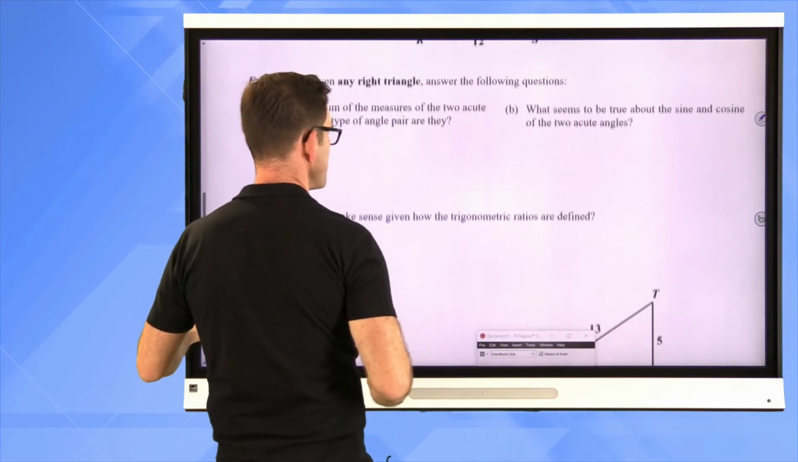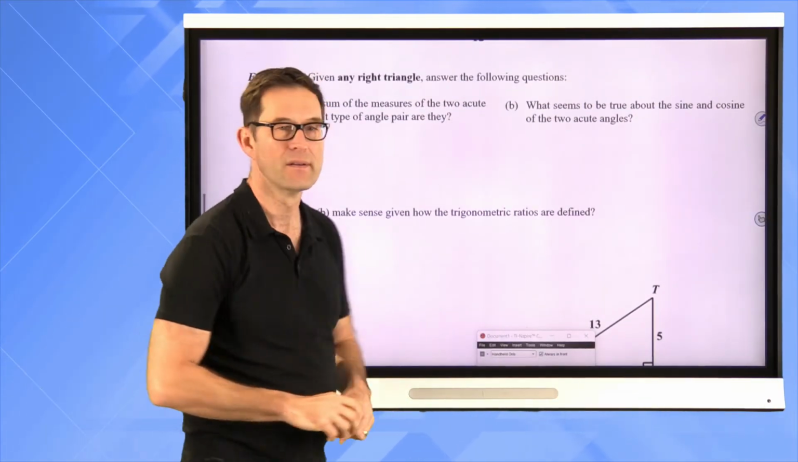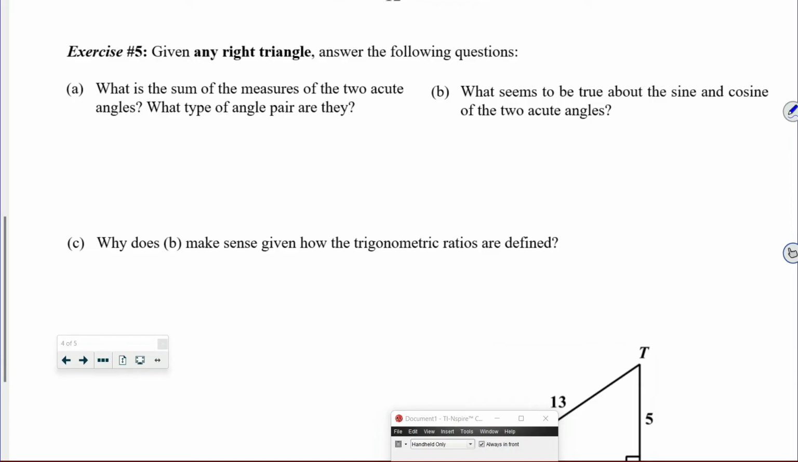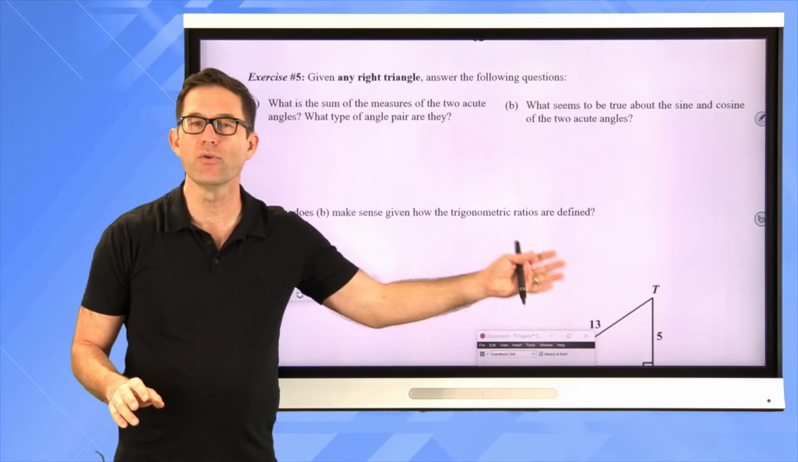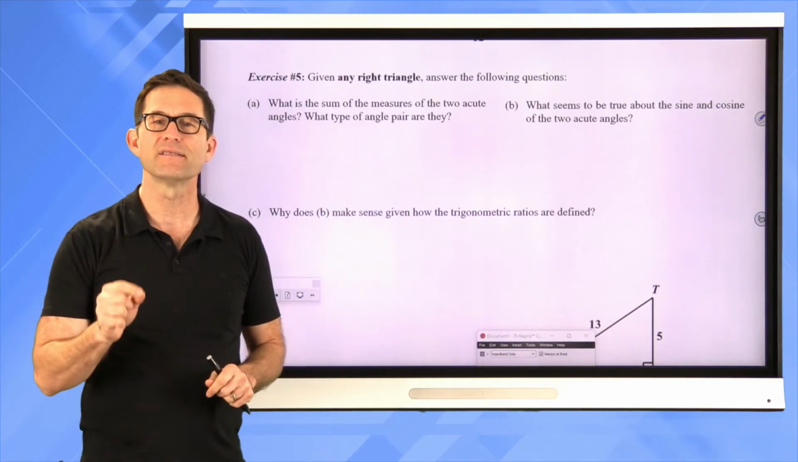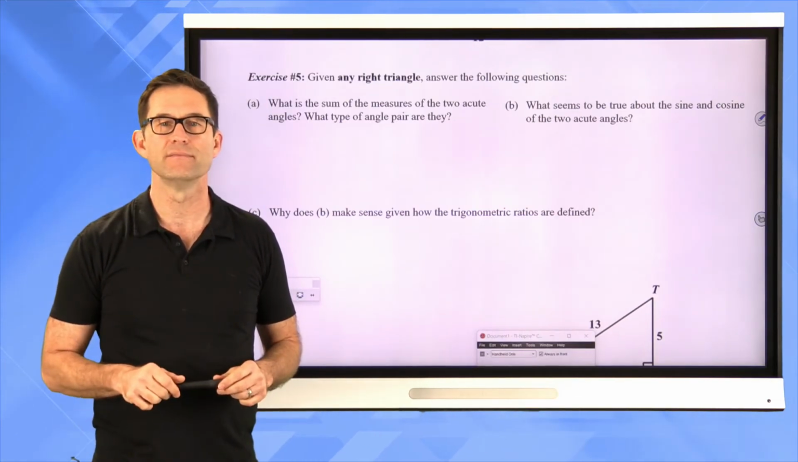Let's take a look at exercise number 5. Given any right triangle, answer the following questions. Letter A. What is the sum of the measures of the two acute angles? What type of angle pair are they? All right. So any right triangle, this is true of including the one that we just looked at, see if you can answer letter A.